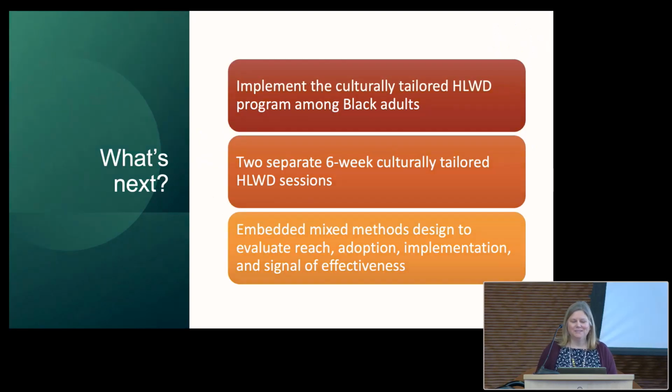And so again, what's next? After we complete the co-design process, we will be moving ahead with the second phase of the project, where we're going to be implementing the HLWD training program, and then we'll be conducting 2 separate 6-week HLWD workshops with those trained facilitators. And then as Yinka mentioned, we have an embedded mixed methods design to then evaluate some RE-AIM and some of the Proctor implementation outcomes.